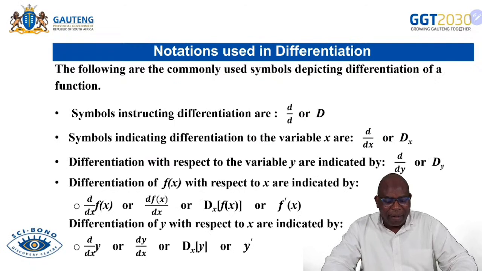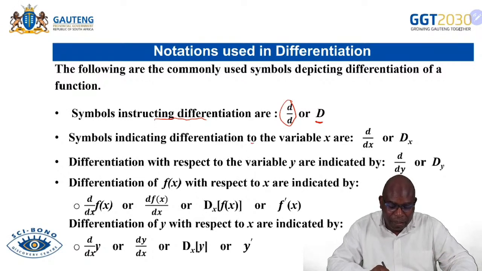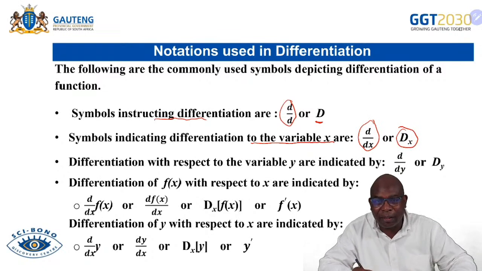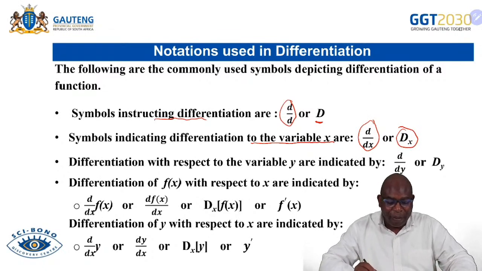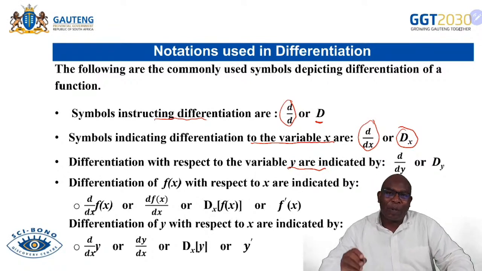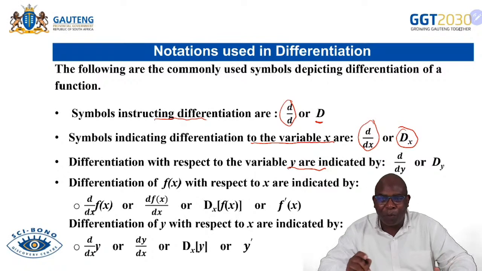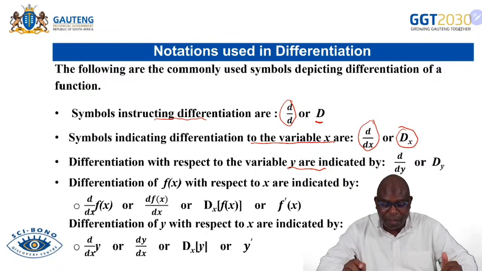Okay. Now, the annotations that are used in differentiation. So you'll have seen in your classes where they use these symbols. Now, the symbols instructing us to do the differentiation will be d over d, or we have that D, the capital letter D. The other symbol that we're going to use, if I differentiate with respect to a variable x, I'll have d over dx or capital letter D with a small x there. So these are the notations that you must know. With respect to y, you must first read the question because sometimes they say with respect to x, with respect to pi, with respect to a, with respect to b. So you must read the question and first understand what it is that you're deriving. So we have d over dy or the D with a y there.